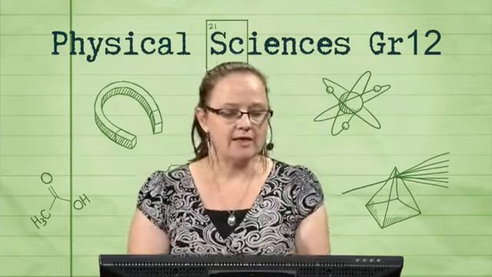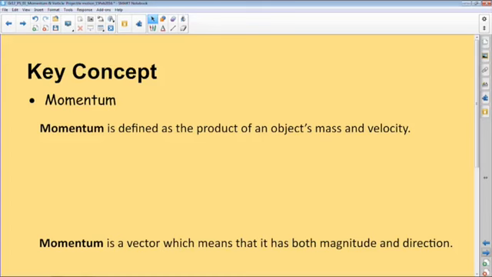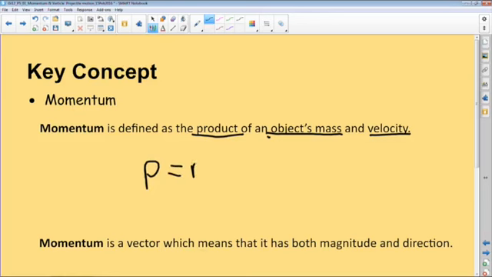The first one is that momentum is defined as the product, okay, so this is important, you've got to have the word product, of an object's mass and its velocity. So it's two things that are important. The symbol for momentum is p, and it's lowercase p. Be careful here, not capital P. That means power. Momentum is mass times velocity.